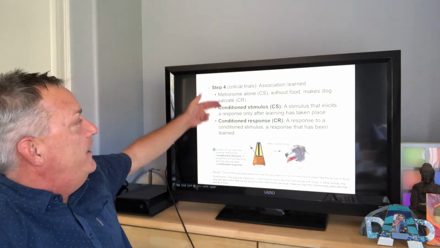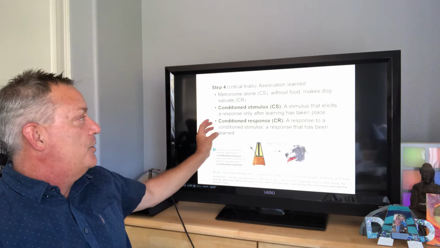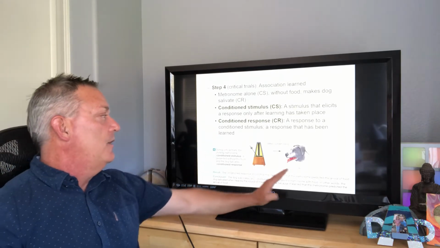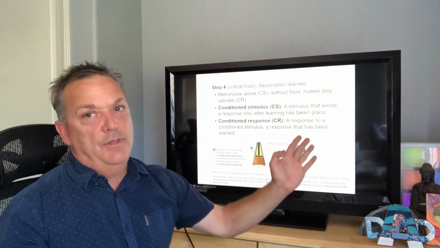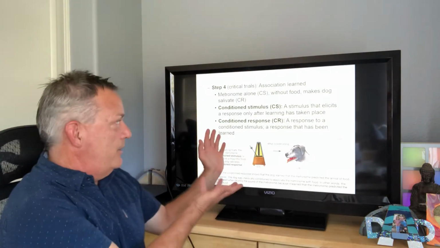So he has learned it. It's conditioned. It's a conditioned stimulus. And the conditioned response is that he salivates to the metronome now. Very simplified, but they use these terms here.